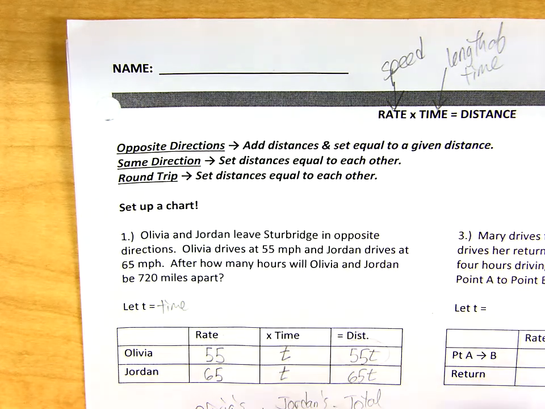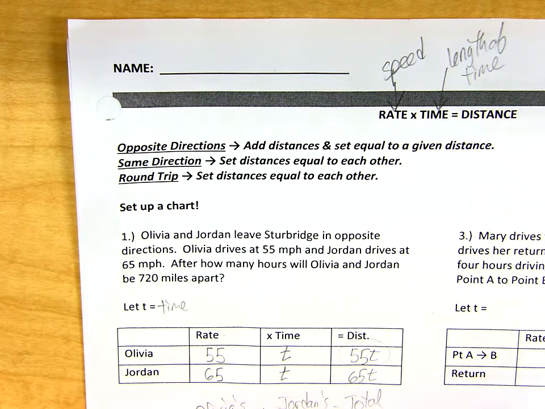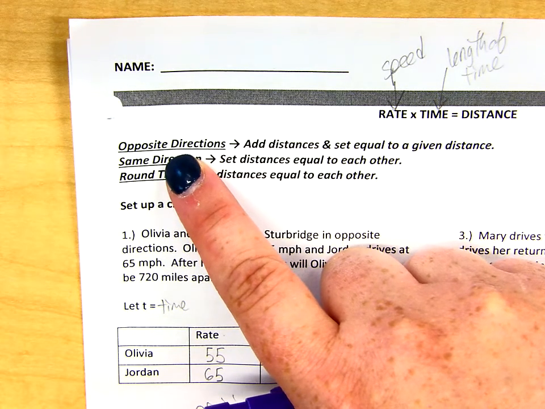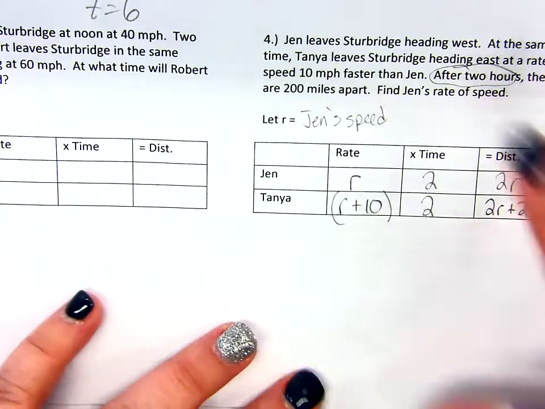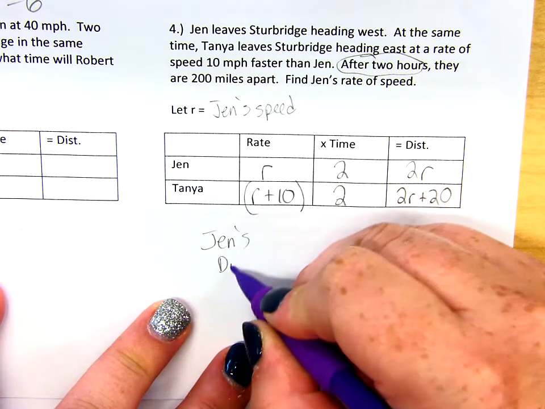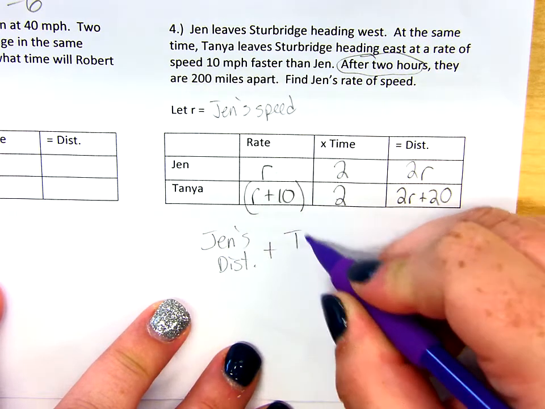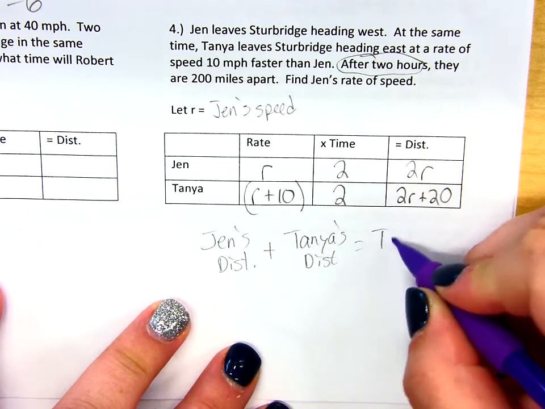What do I have in this scenario? Which one of these 3 is happening with Jen and Tanya? It said Jen leaves Sturbridge heading west. At the same time, Tanya leaves Sturbridge heading east. So what are they doing? Opposite directions. So all I have to do is add the distances and set equal to a given distance. So here's my verbal model here. I need to take Jen's distance plus Tanya's distance and set it equal to the total distance.